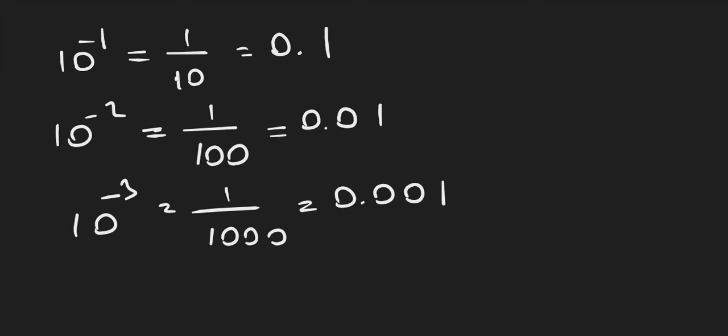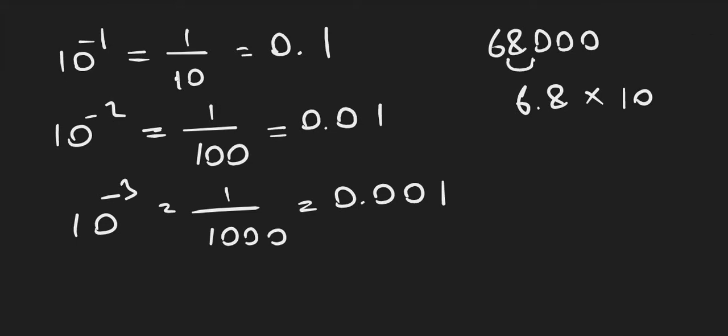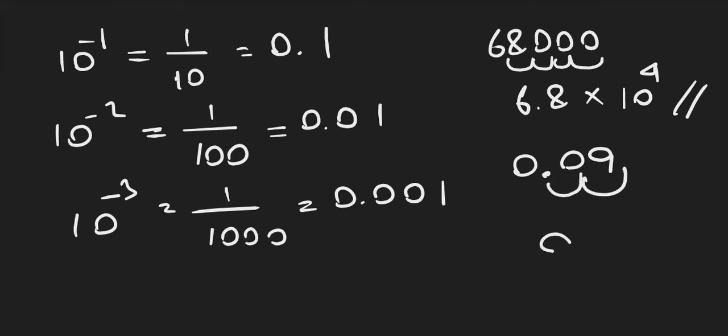Now let's consider a few examples. How are we going to represent 68,000 in scientific notation? This number does not involve any decimals, so we can directly say 6.8 to the power... from 6 we have to move 1, 2, 3, 4 points. I could say 6.8 multiplied by 10 to the power 4. Look at this example, 0.09. In this case we have decimals. From the decimal point to get the whole number we need to move 2 points. Therefore we can say 9 times 10 to the power minus 2.